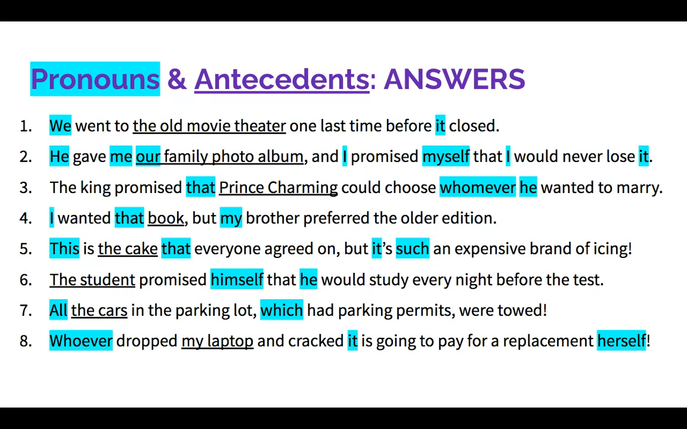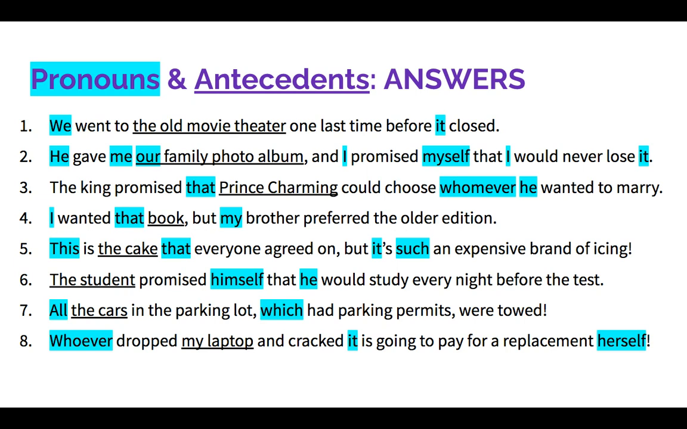Number 2, we have quite a few pronouns. See if you got them all. He, me, our, I, myself, I, and it. Just because a pronoun is in there doesn't mean it has to have an antecedent. There's actually only one antecedent here. We have our family album, and the pronoun it is the one that it's an antecedent for. For example, I could say, he gave me our family photo album, and I promised myself that I would never lose our family photo album. But instead of repeating that again, I replaced it with the pronoun it.